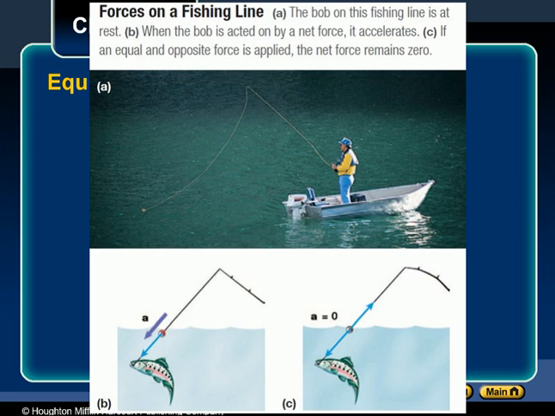Now consider a different scenario. Suppose that at the instant the fish begins pulling on the line, the person reacts by applying force to the bob that is equal and opposite to the force exerted by the fish. In this case, the net force on the bob remains 0, as is shown in figure C on the screen, and the bob remains at rest. In this example, the bob is at rest while in equilibrium, but an object can also be in equilibrium while moving at a constant velocity.